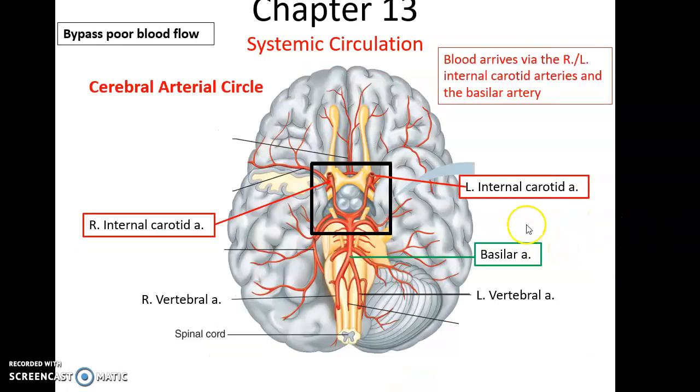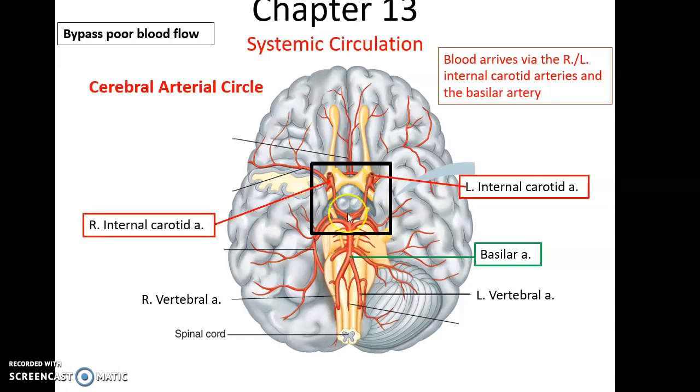All right, so here are the right and left internal carotid arteries heading toward the brain. So here's an inferior view of the brain. This is the bottom of the brain that we're looking at. So blood arrives via the right and left internal carotid arteries. Also, blood is arriving from another artery called the basilar artery.